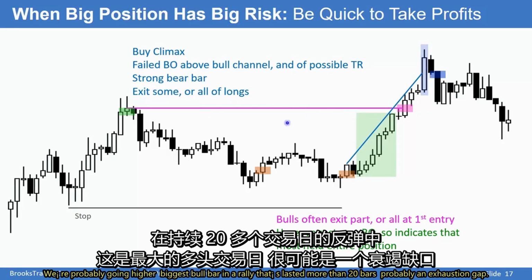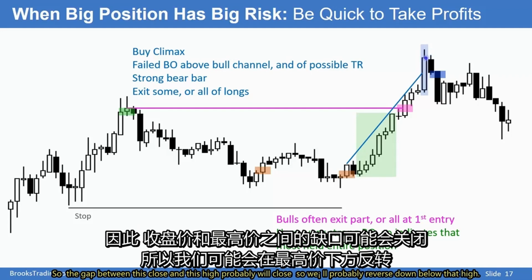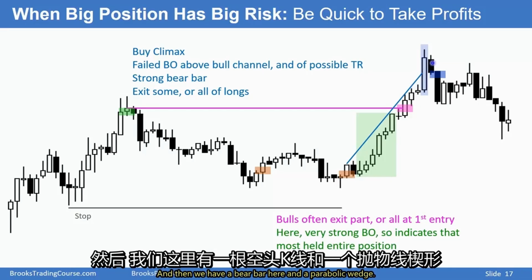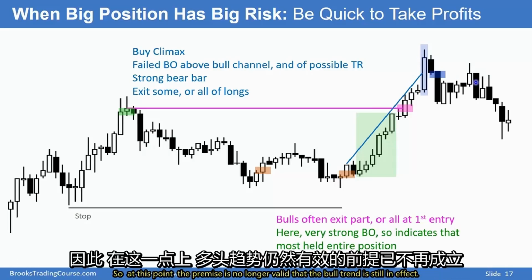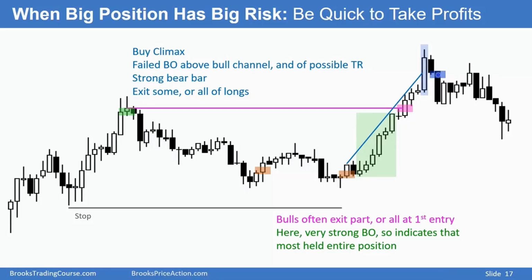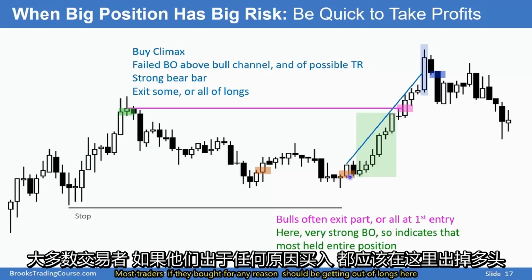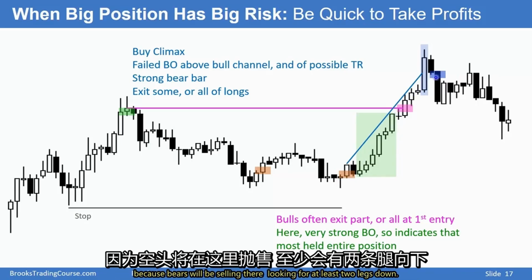Biggest bull bar in a rally that's lasted more than 20 bars, probably an exhaustion gap. So the gap between this close and this high probably will close. So we'll probably reverse down below that high. And then we have a bear bar here and a parabolic wedge. We're having a bull breakout above a bull channel, probably going to fail and go at least sideways to down. So at this point, the premise is no longer valid that the bull trend is still in effect. Most traders, if they bought for any reason, should be getting out of longs here because bears will be selling there, looking for at least two legs down.